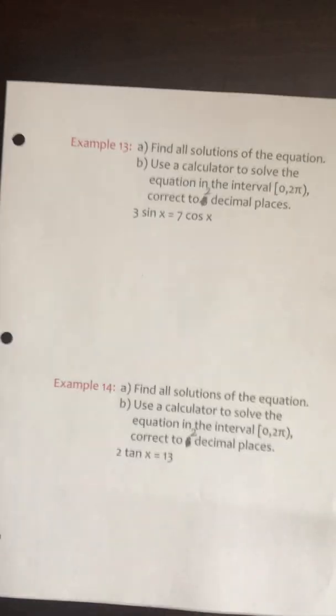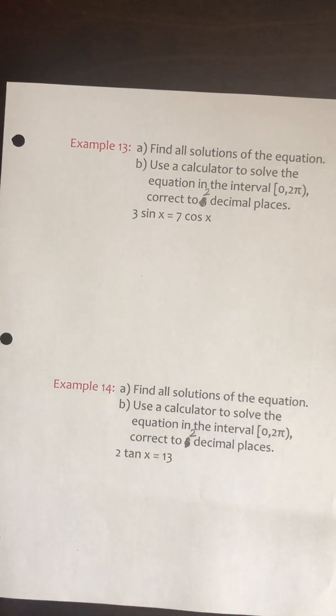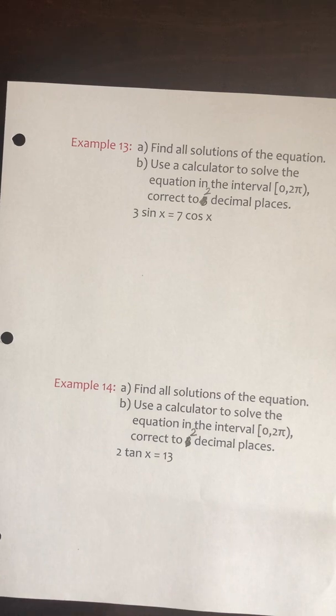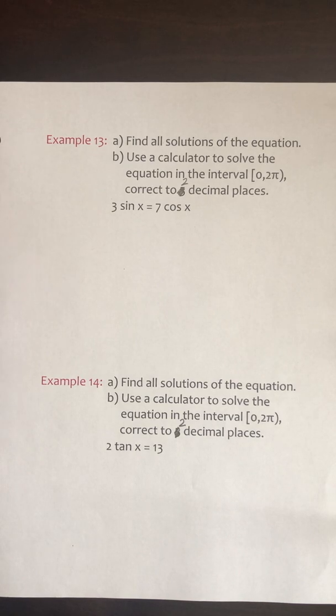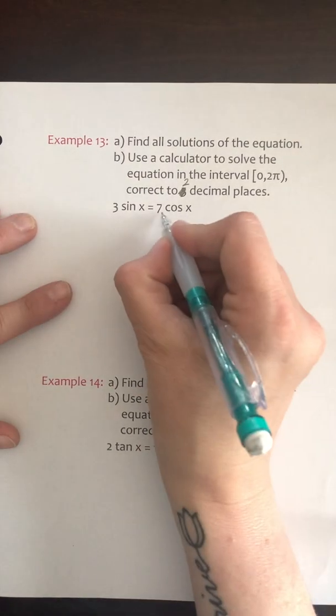Here we go. Okay, so example 13. We have 3 sine x equals 7 cosine x. Now here's an issue. I could subtract everything and move it over to one side. When I do that, I don't have a GCF. I'm not going to be able to factor. I can't use a Pythagorean identity because those both have the sine squared x and the cosine squared x, and neither of these have the squared. So what other option could we have? I'll tell you what we could do.